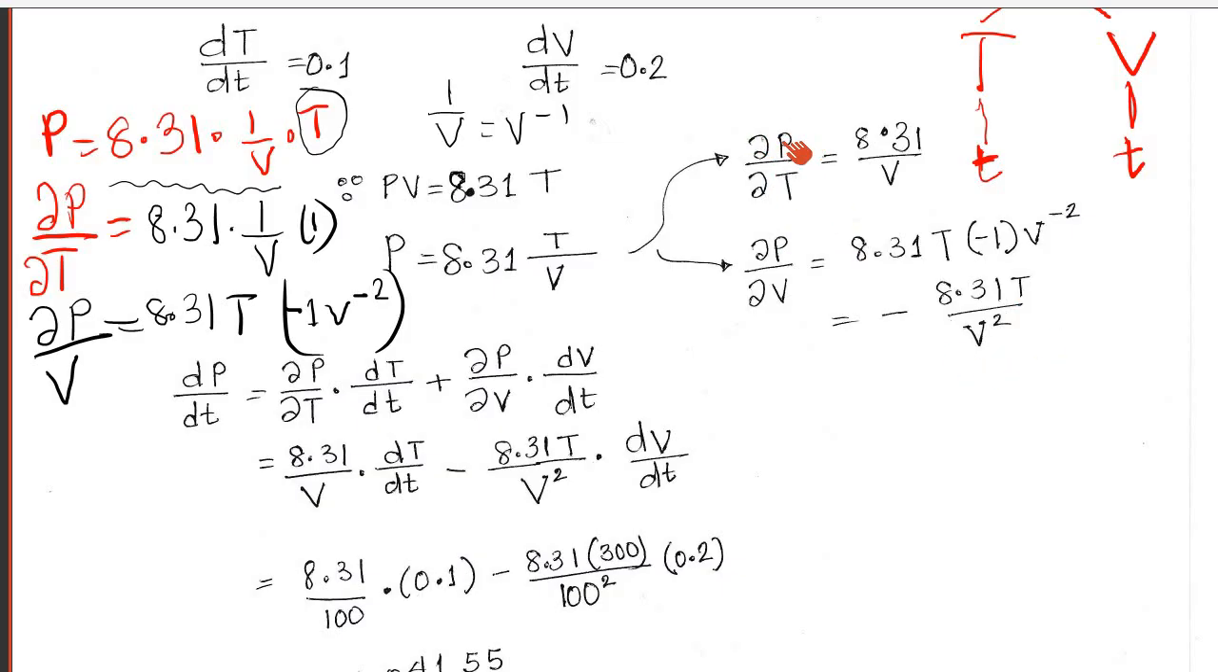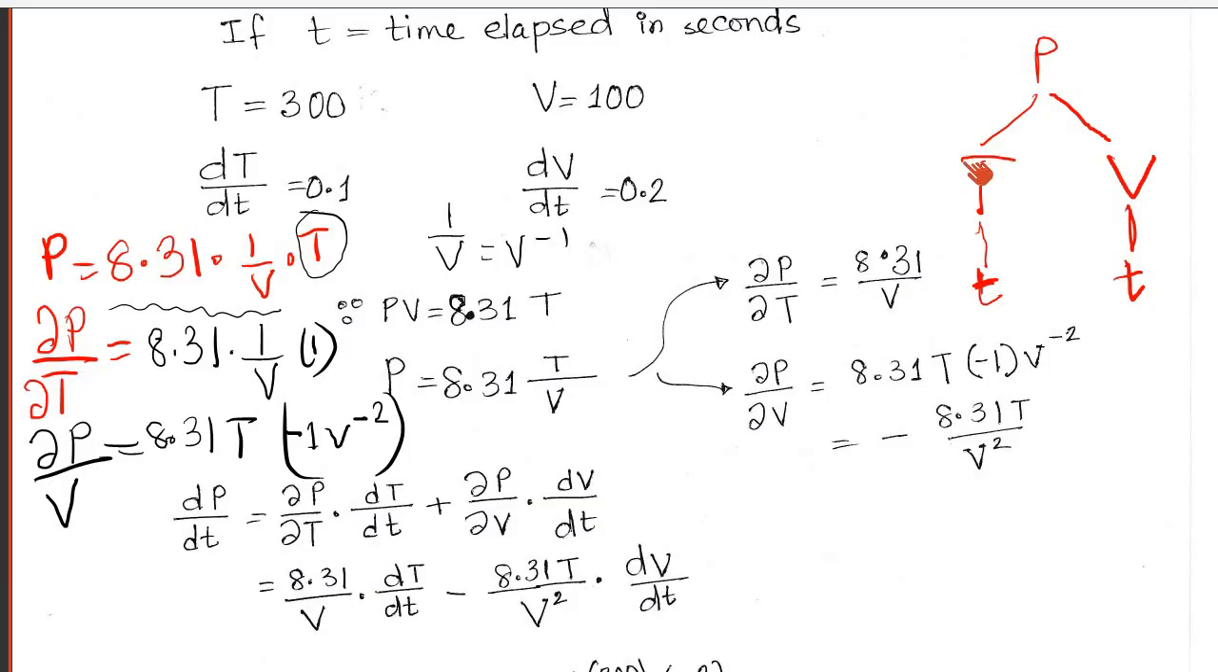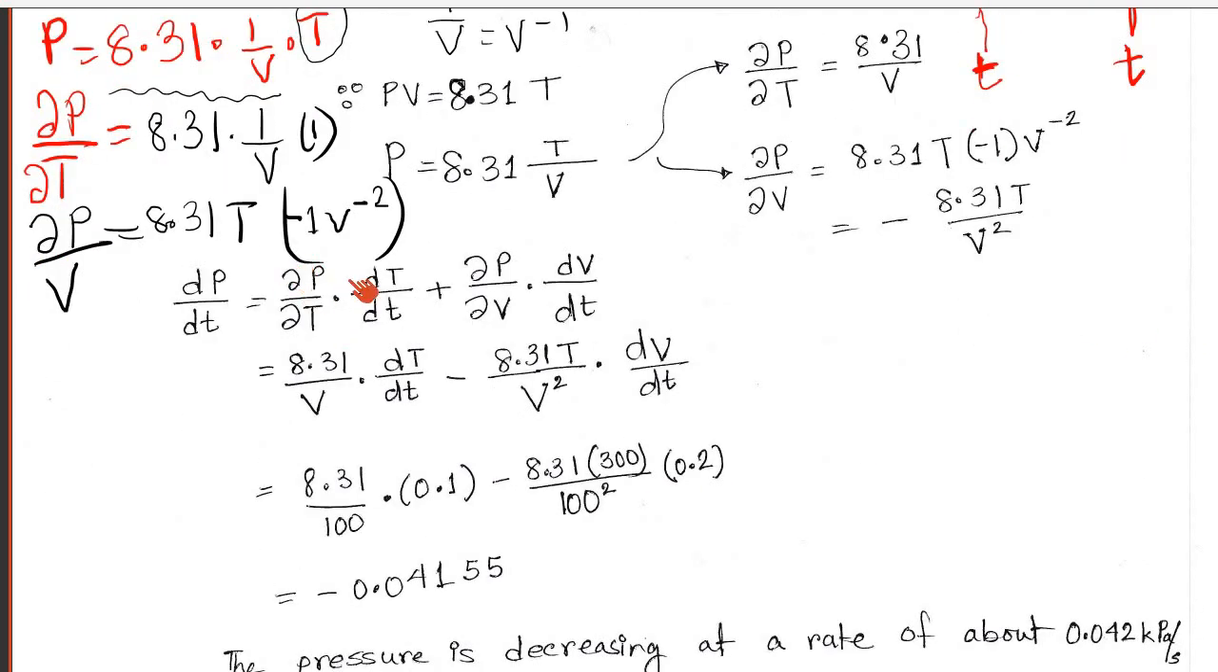So we have differentiated pressure with respect to time and with respect to volume. So finally, derivation of P with respect to time, dP/dT times dT/dt, that is the first segment. dP/dV times dV/dt, that is the second segment. dP/dT is 8.31 by V. Leave it as it is. dP/dV হচ্ছে negative 8.31 T by V square. Leave that as it is.